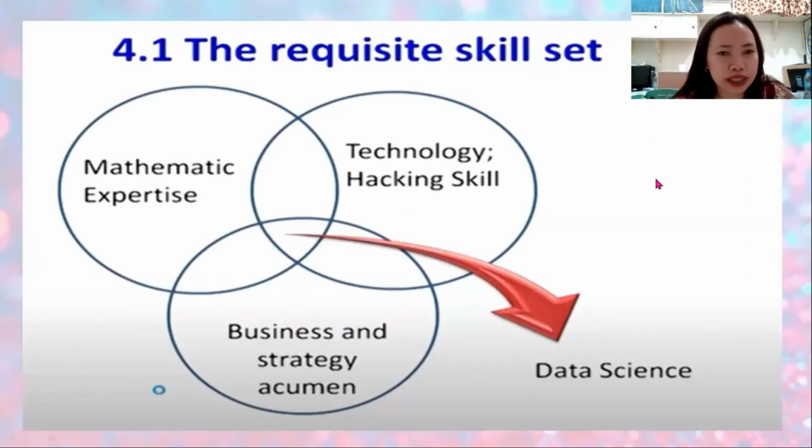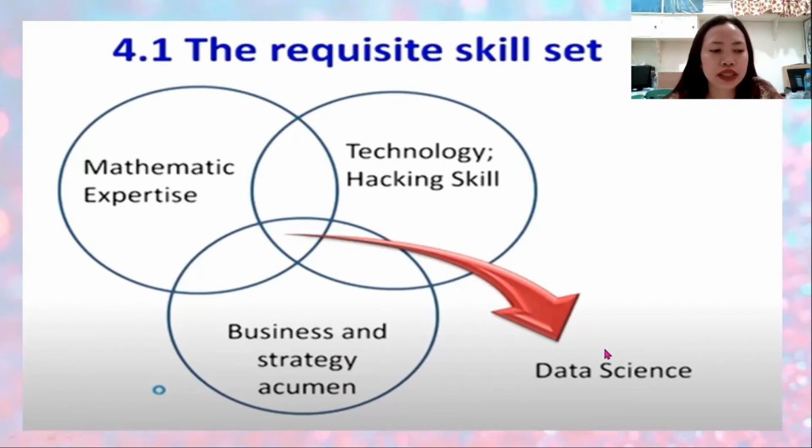These 3 have to work together, the required skill set. We have mathematical expertise, logical or hacking skills, and business and strategy acumen. This will lead to data science. To become a data analyst, the basic fundamental knowledge you need is mathematics, the mathematical expertise. So these 3 skills are required for a good data scientist.